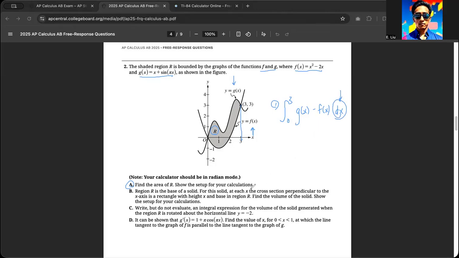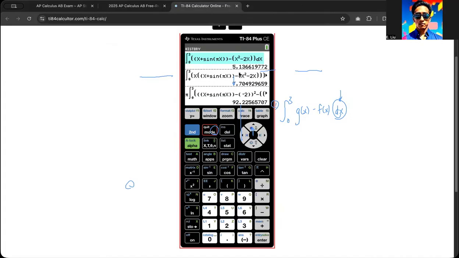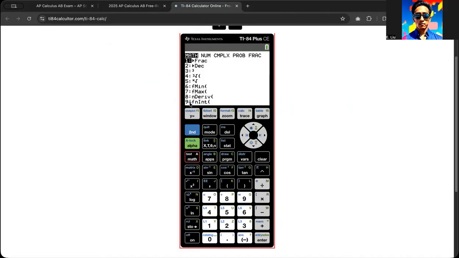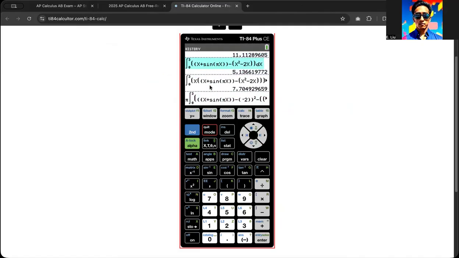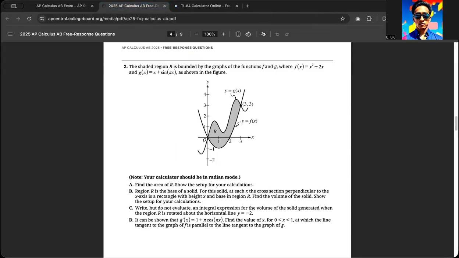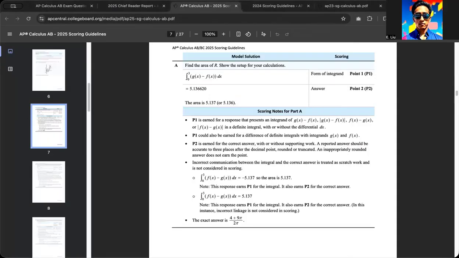All right. We do also need to make sure that we can set this up to find the actual answer. So as you guys can see, I've plugged that into our equation right here. For those of you that are new to it, if you are using your TI-83 or 84, under your math function, you can go down here to function integral to find this function for yourself. All right. So we plug that in, 0 to 3, g of x minus f of x dx, and our answer is 5.1366. Okay.